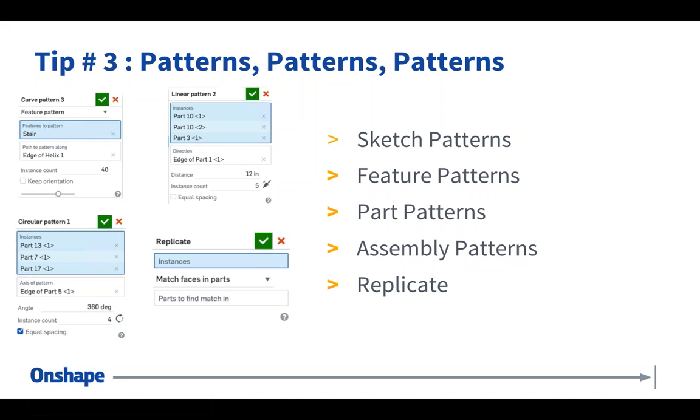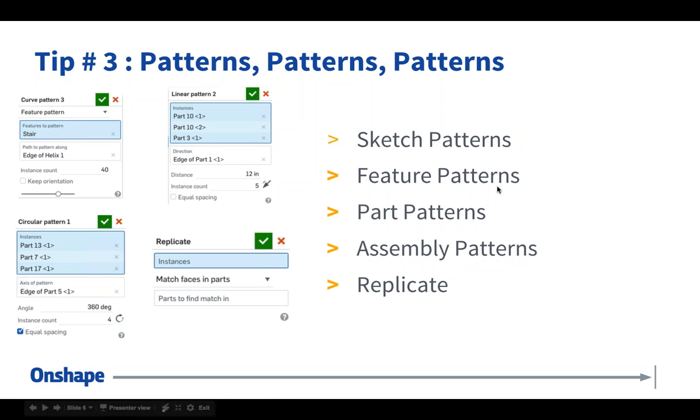Question, can a created hole be patterned in Onshape? Yeah, absolutely. You can pattern the hole feature just by selecting feature pattern and clicking on the hole feature in the feature list. So absolutely. Can you pattern a mate connector? Absolutely. Yes, you can.